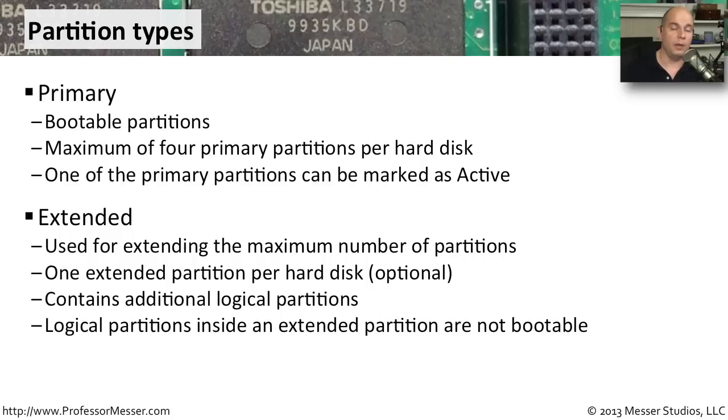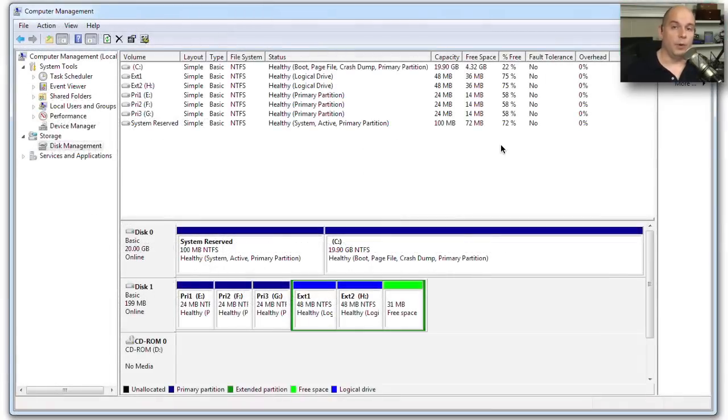We can boot from a primary partition, but we cannot boot from any of the logical partitions that might be within this extended partition. Here's an example of what a primary partition and an extended partition might look like on a single drive.